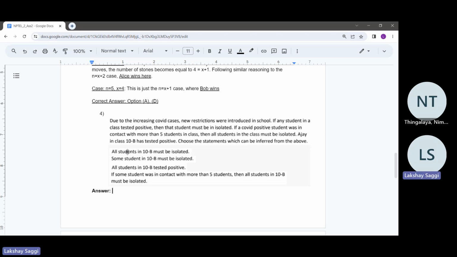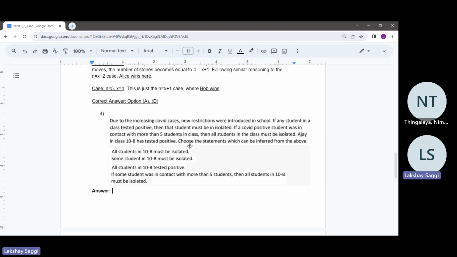So the first option says all students in class 10B must be isolated. This option is not quite correct because all students would be isolated only when a COVID positive student was in contact with more than 5 students. And we know Ajay was COVID positive, but we don't know if Ajay came in contact with more than 5 students or not, right? So we are not sure whether this is true. So we can't definitely say that all students must be isolated.